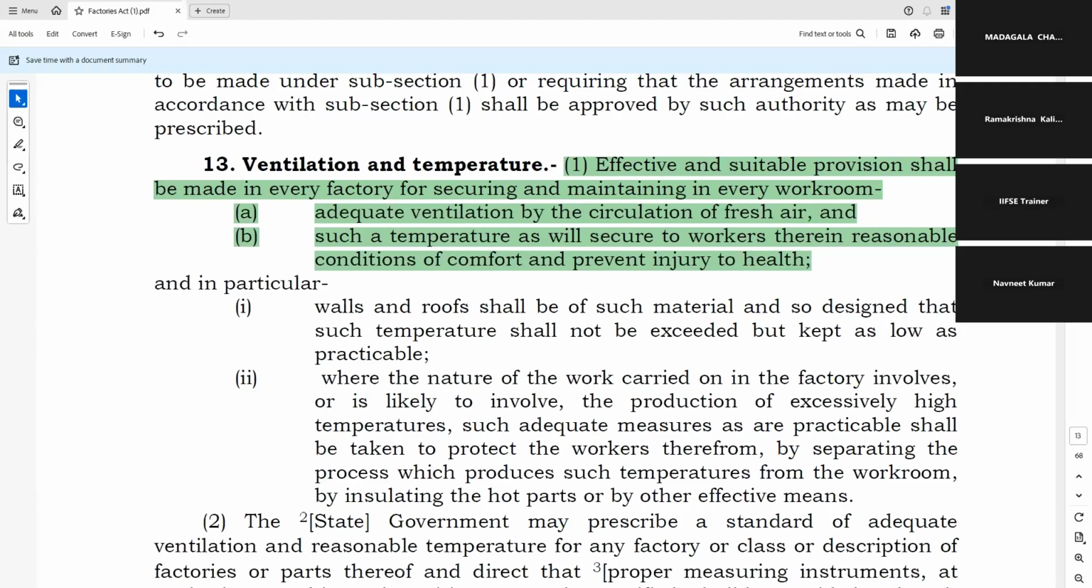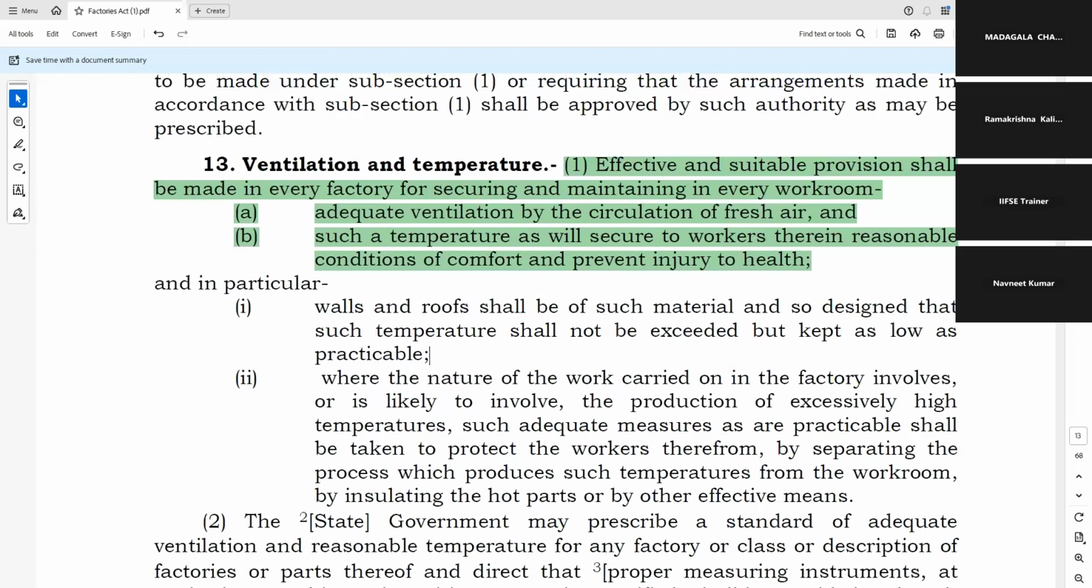The main requirement is to provide proper ventilation. Second, we have to maintain the workroom temperature so that people will not get injured. Walls and roofs shall be of such material and so designed that such temperature shall not be exceeded but kept as low as practicable. In the ventilation chapter we have seen different types: sawtooth roof ventilation, natural ventilation and mechanical ventilation.